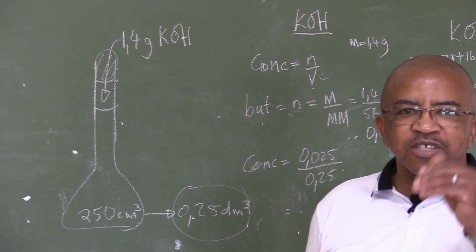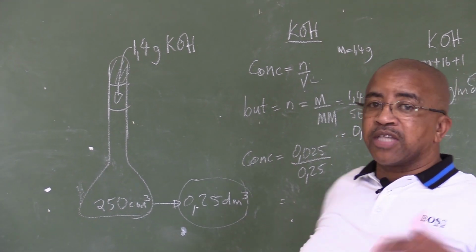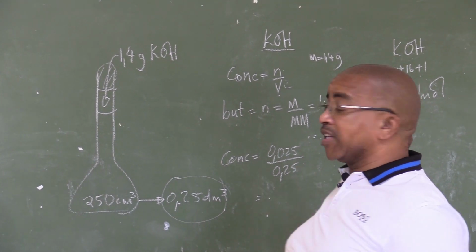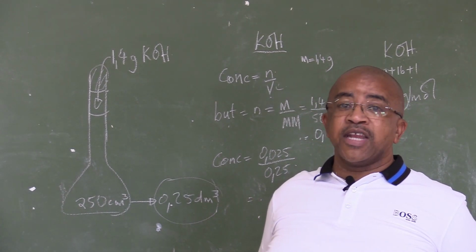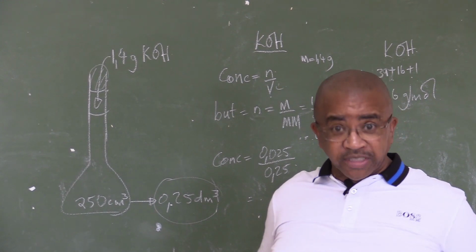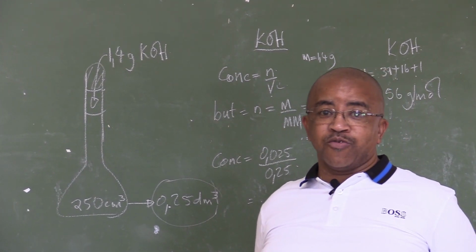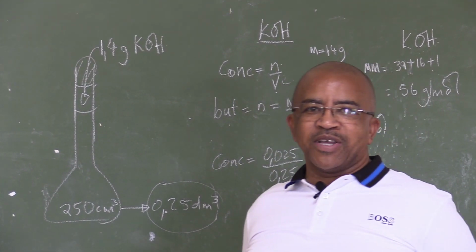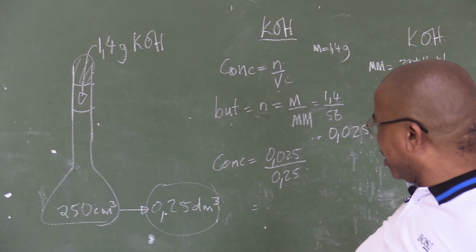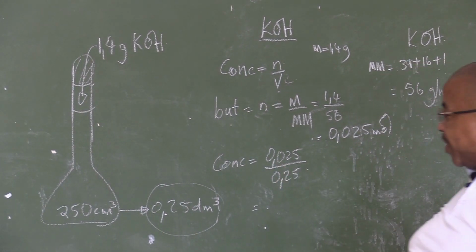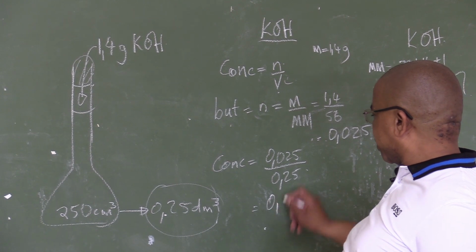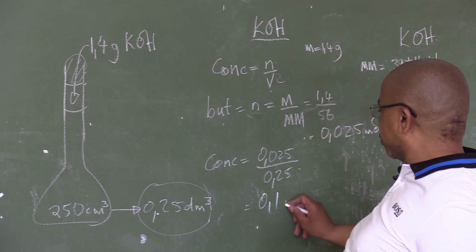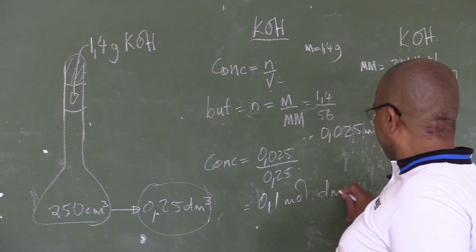0.25 is a quarter. Dividing by a quarter means the number on top is multiplied by 4. So any number divided by 0.25 is 4 times that number. 1 divided by 0.25 is 4. 7 divided by 0.25 is 28. 5 divided by 0.25 is 20. So 0.025 divided by 0.25 is 0.1, because 0.025 times 4. So 0.1 mole per cubic decimeter.